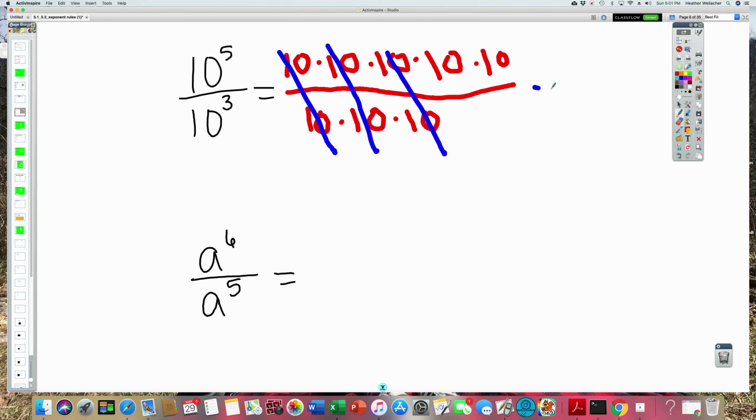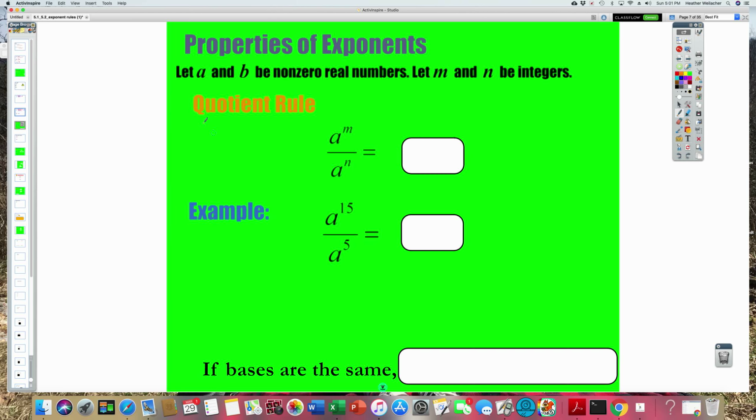10 over 10 is 1, so I'm left with 10 to the 2nd, or 10 squared, which is what I would get if I did 10 to the 5 minus 3. So in this last one, think about that one for a second. That would give you a to the first power. So in summary, what I just showed you is called the quotient rule.